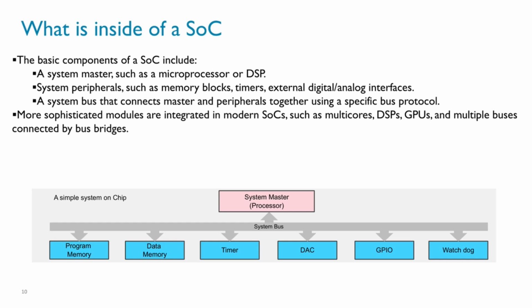Now, it's important to remember that this diagram is a simple system. As the final point on the slide mentions, modern SoCs, like the one in your smartphone, are far more sophisticated. They often have multiple processor cores, multi-core systems, and other specialized masters like GPUs for graphics. When you have so many powerful components, a single bus isn't enough. So, they use multiple buses connected by what are called bus bridges to manage the huge amount of data flowing through the chip efficiently. We'll see an example of this more complex architecture on the very next page.